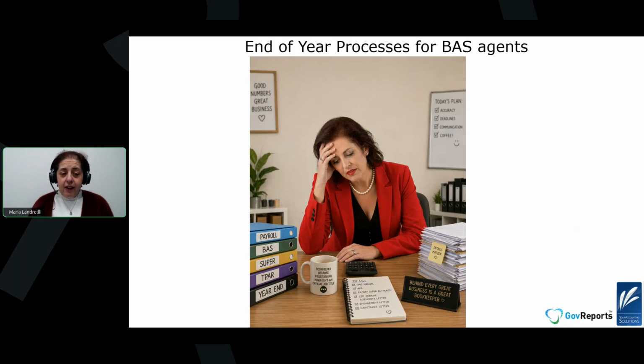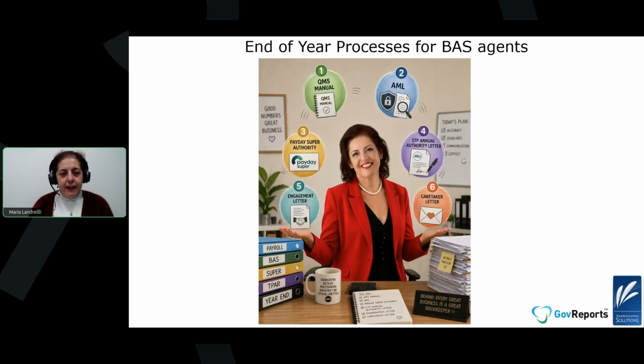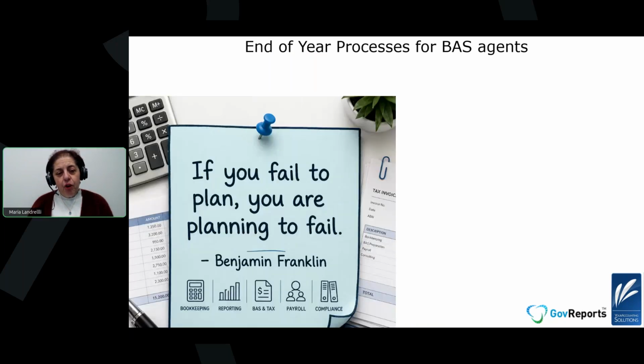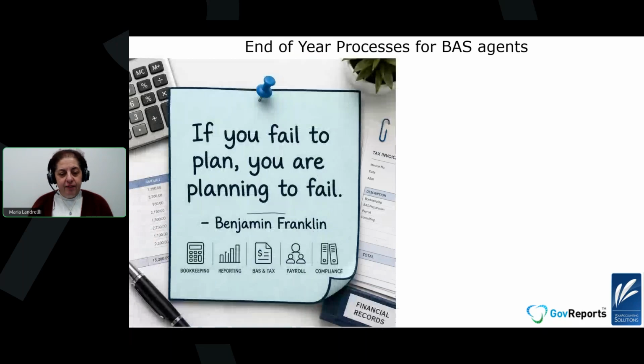So I generally start to get tired about this time of year. And then to add all of that in, they've now created Payday Super, engagement letters, we've got to do STP, annual authorities, caretaker letters, AML, if you're caught by the AML system, and last year they threw the QMS manual at us. So with all of that, I'm looking even more tired and drowning in paperwork. But the old story is, if you fail to plan, you're planning to fail. That was a quote by Benjamin Franklin.